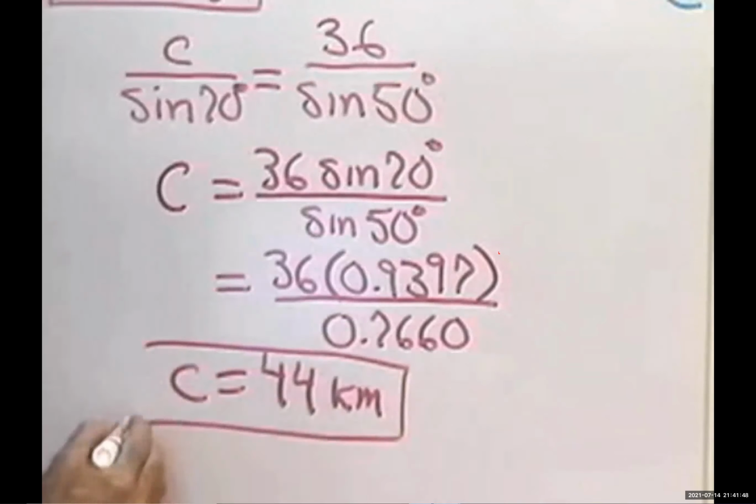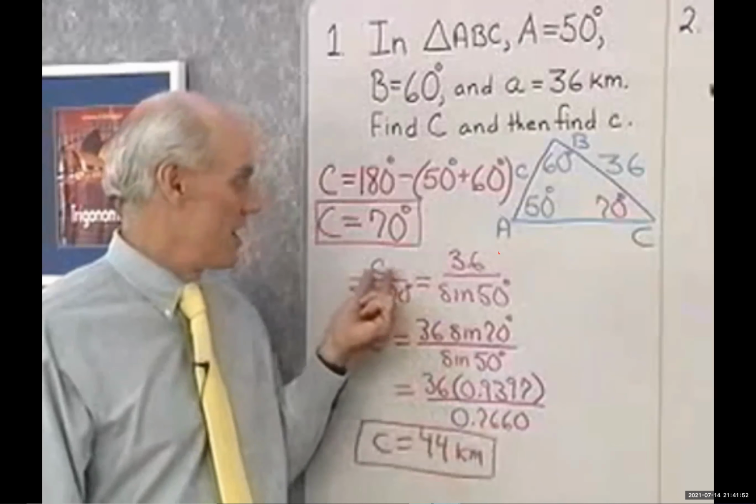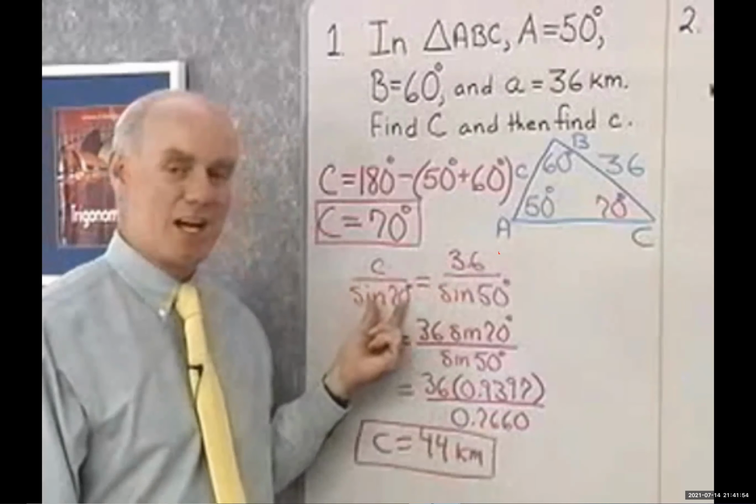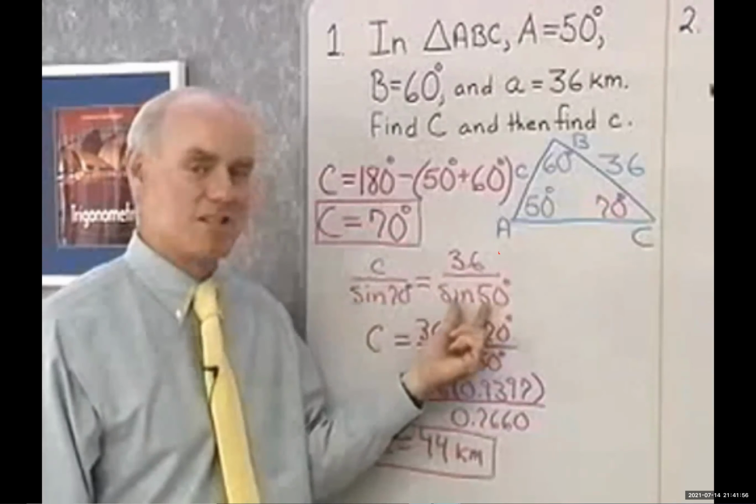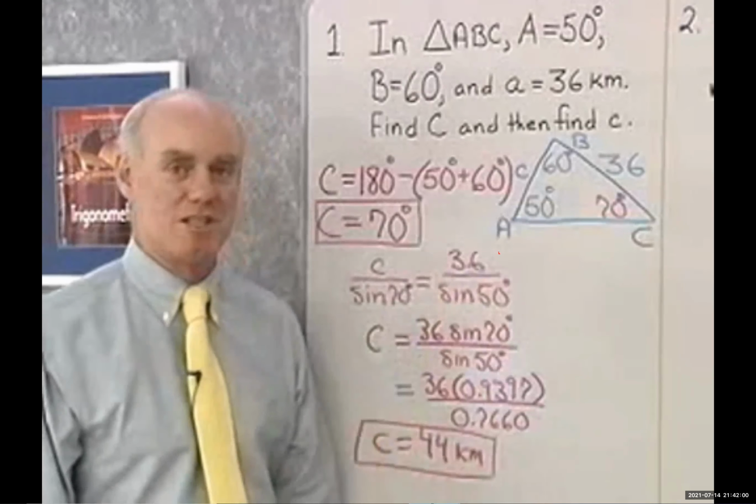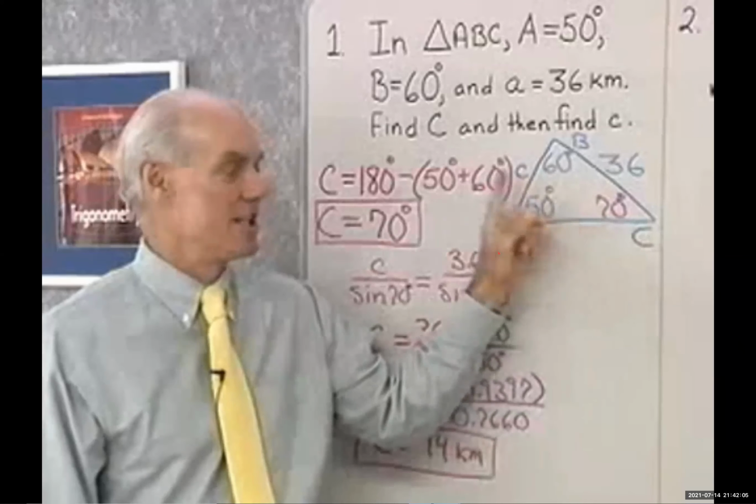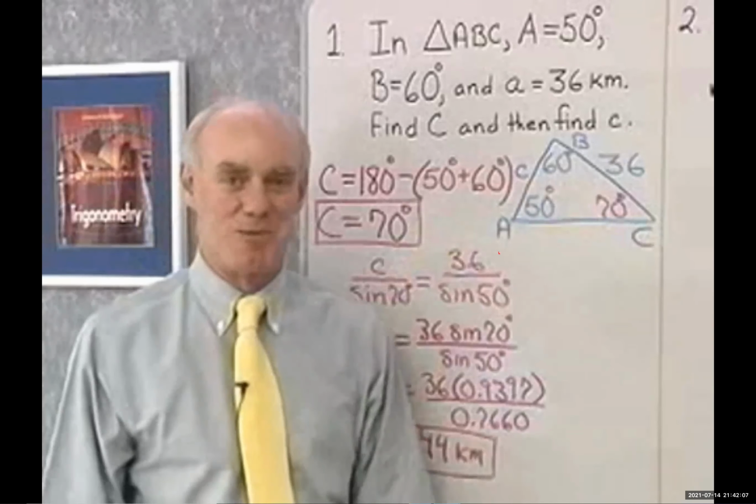of side C. So I use my law of sines by setting up these two ratios. C is to the sine of 70 as 36 is to the sine of 50. Then I use a calculator, work all this out. I end up with C is equal to 44 kilometers. So I've succeeded in finding angle C and then the side opposite that. Let's look at another problem.